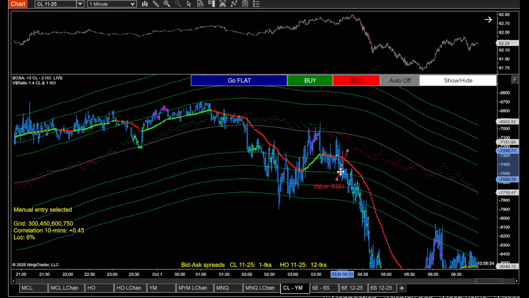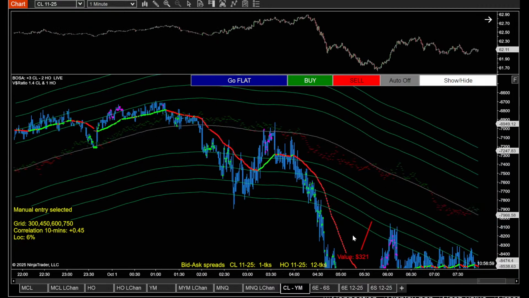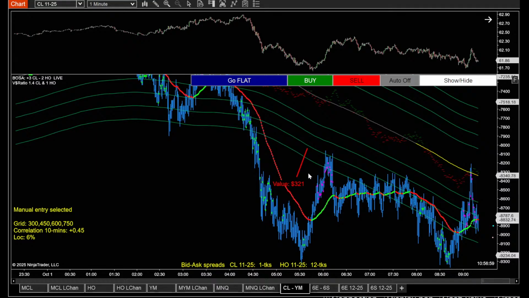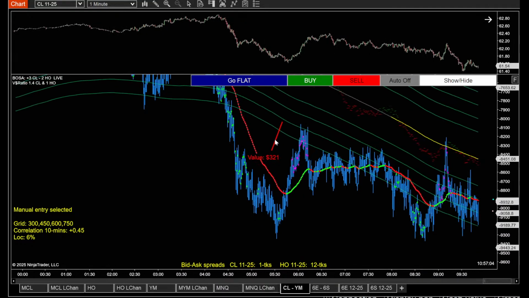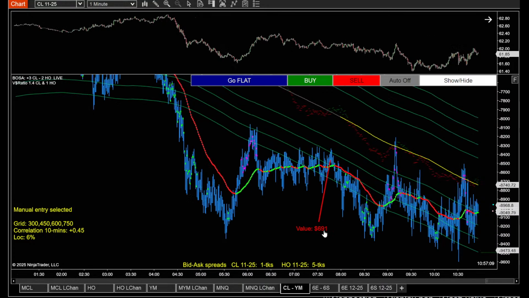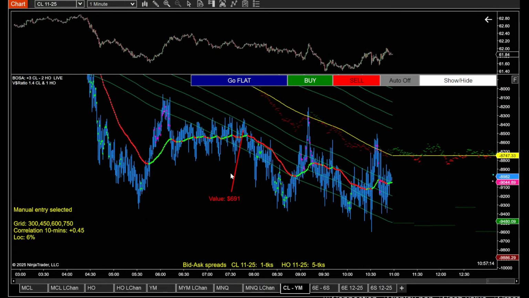Certainly a big move outside of correlation is down to here. And that right there is a $700 trade. Correlation isn't as strong here. This big move, there's a nice gap here. If you go long there, you got about another 700.